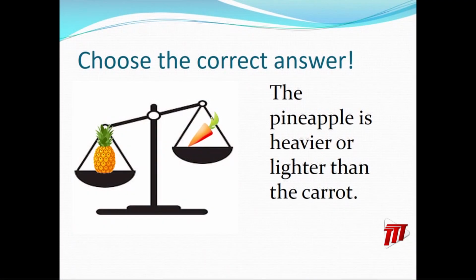So let's choose the correct answer. Let's read together. The pineapple is heavier or lighter than the carrot. Let's remember, when the balance scale goes up, it means the item is light, but when the balance scale goes down, that means that the item is heavy. The pineapple is heavier or lighter than the carrot. That's right, the pineapple is heavier than the carrot.